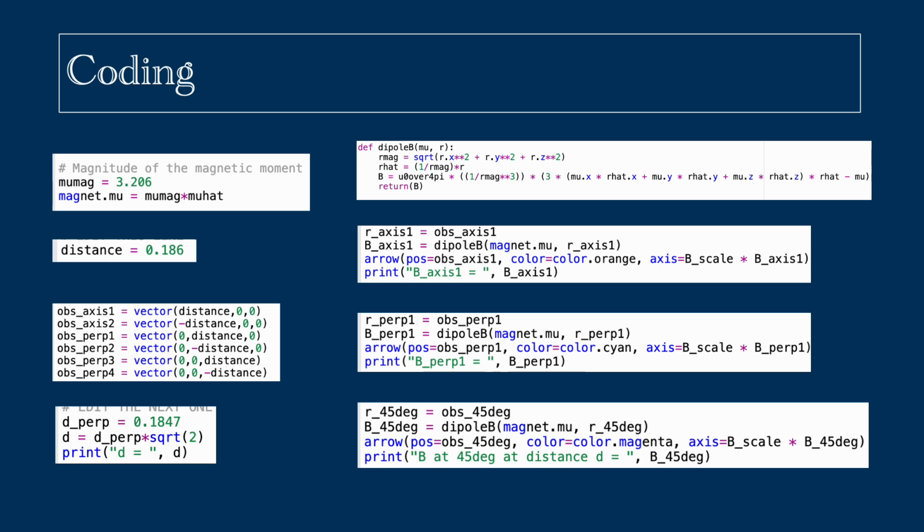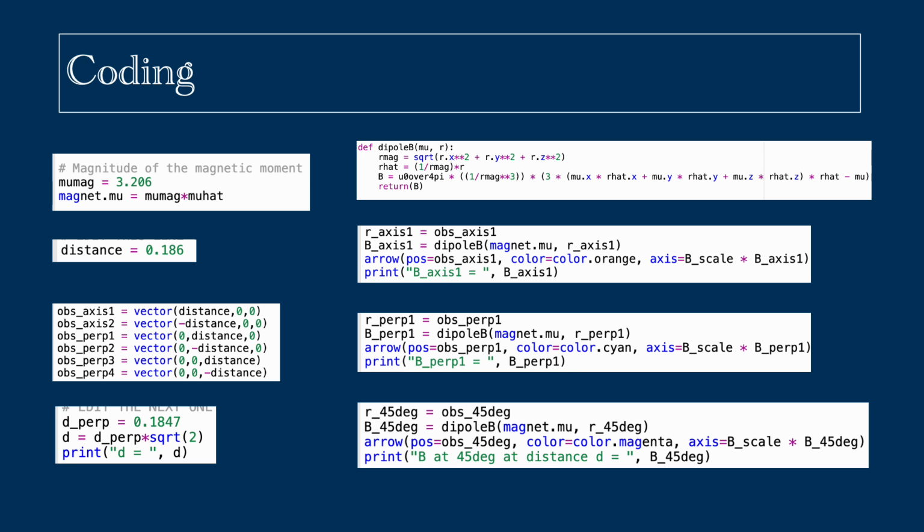Next, we have the coding section, and I'll describe each part. So the first one was we had to put in the magnitude of the magnetic moment that we derived. And then the second one is we created a function for the magnetic field, which is the one on the right. And then the third part was visualizing the magnetic field on axis. And here we have the distance, which determines how far away from the origin in meters the arrows will be placed. And then fourth, we have observation locations that we determine.